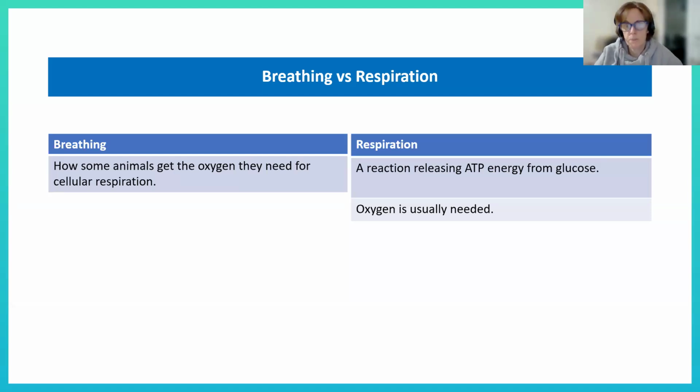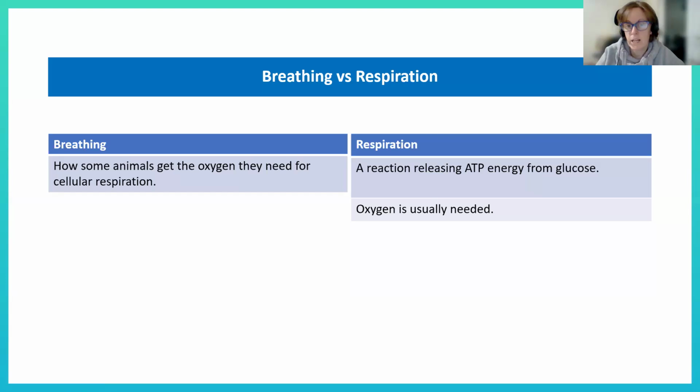First of all, we need to clarify the difference between breathing and respiration. It's not great because we call this the respiratory system, but respiration isn't breathing. Breathing is how some animals get the oxygen they need for a cellular process called cellular respiration. So we breathe to get the reactants we need for cellular respiration. And cellular respiration, or just respiration, is how we get the energy from glucose.